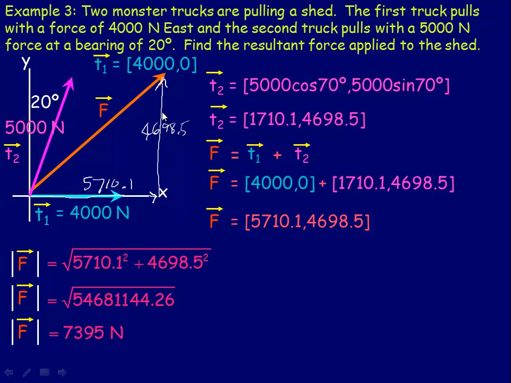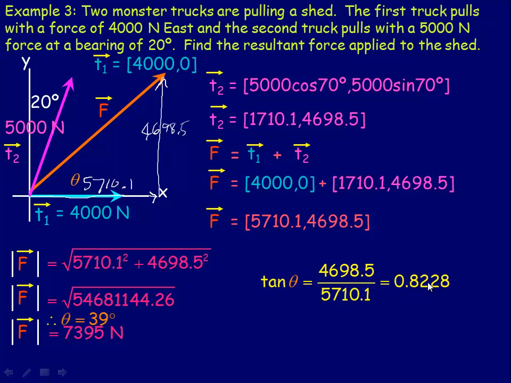and in order to find the angle here, that's the opposite side, that's the adjacent side, so we can use tan to find this angle right here. We'll call it theta. So the tan of the angle would be 4698.5 over the 5710.1, which is about 0.8228, and then we take the inverse tan of that, and so this angle is about 39 degrees.